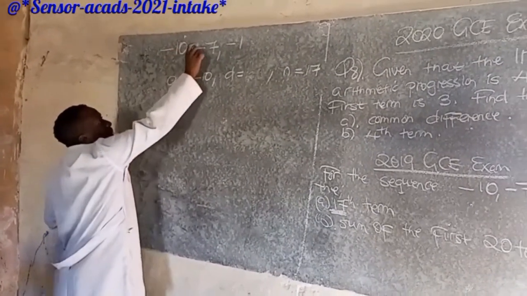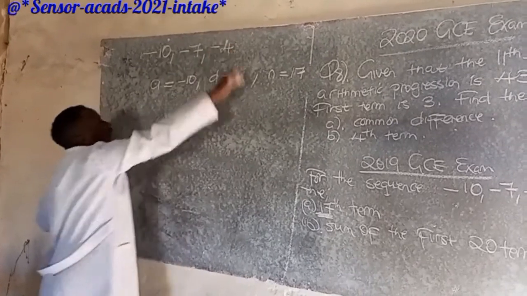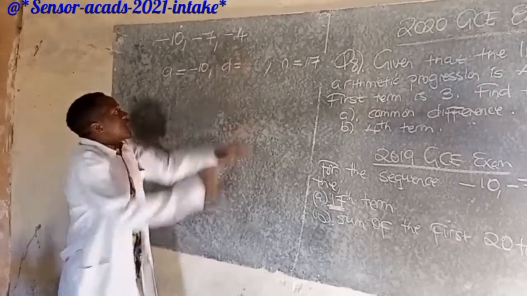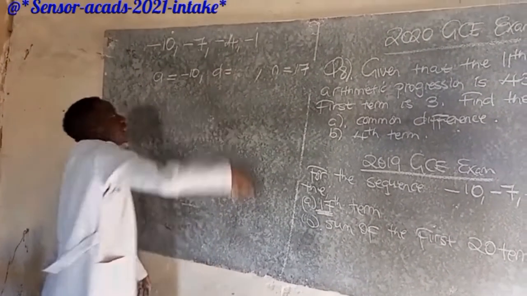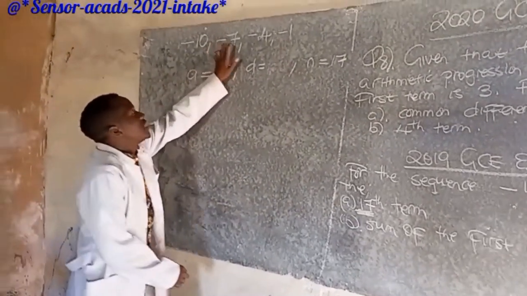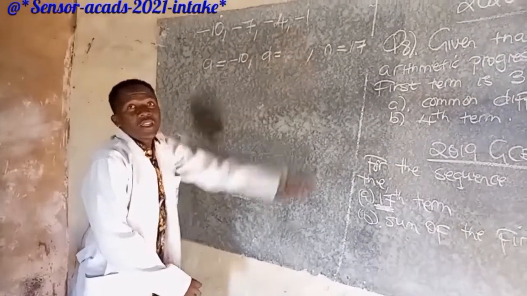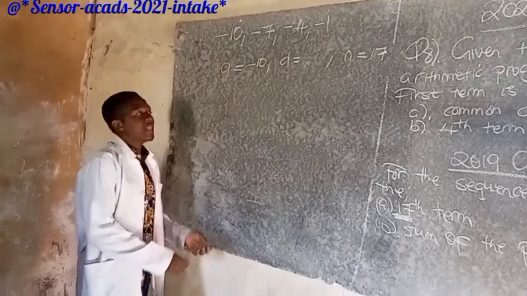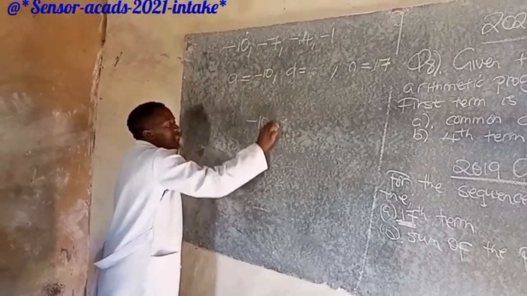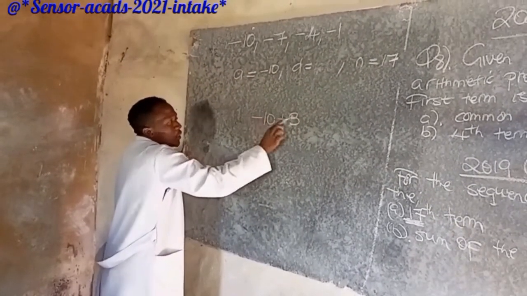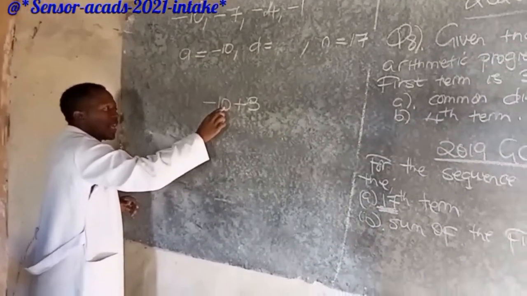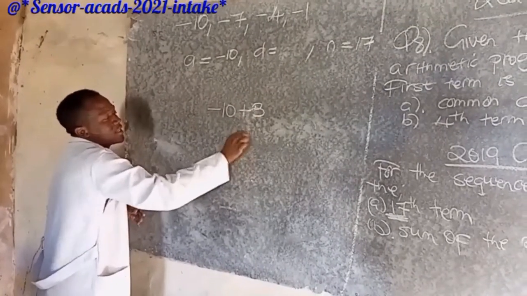So this is negative 10, negative 7, then negative 4, and maybe next we can have negative 1. To get from negative 10 to negative 7, and from negative 7 to negative 4, and so on, a single constant number was being added. The difference between 10 and 7 is 3. So negative 10 plus 3: when two signs are consecutive and different, we always subtract. So it will be 10 minus 3, resulting in 7.